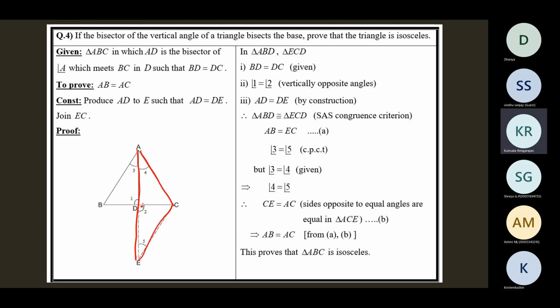This triangle. Take away this one. Don't see this line segment. This triangle. There's angle 4 here, there is angle 5 here. Now angle 4 is equal to angle 5.